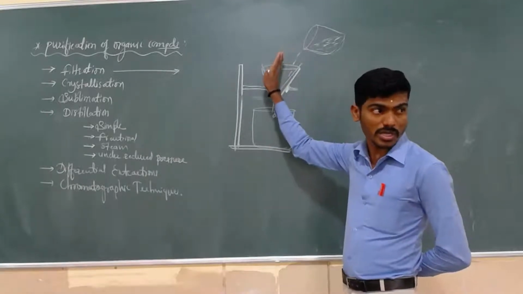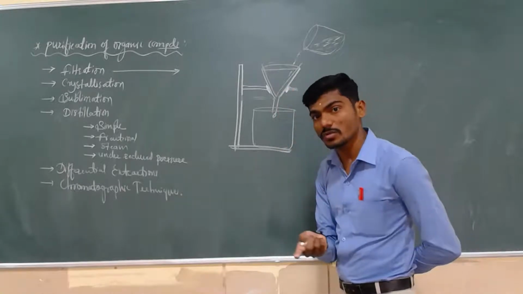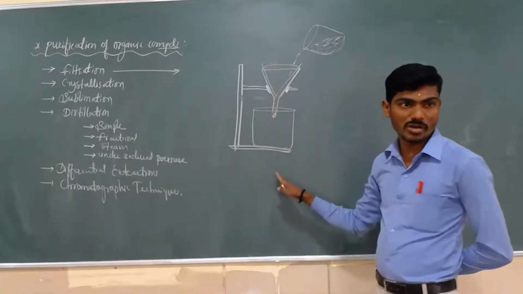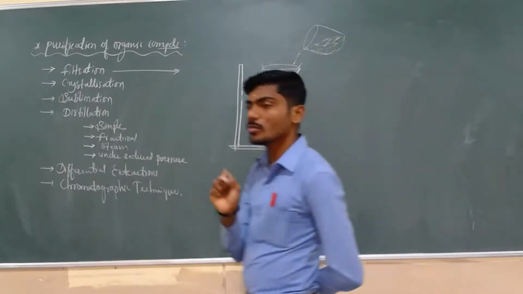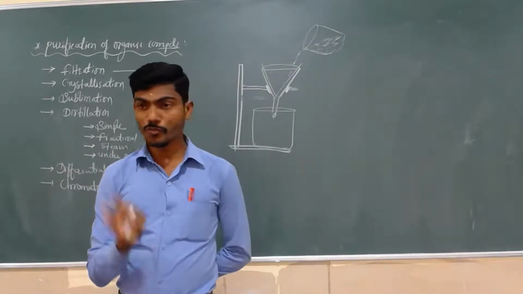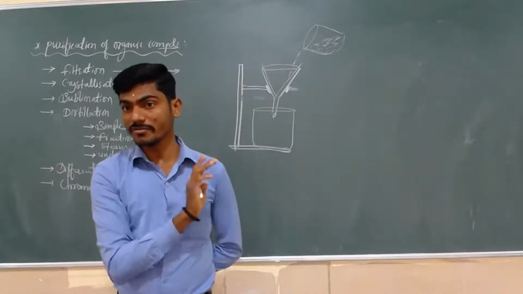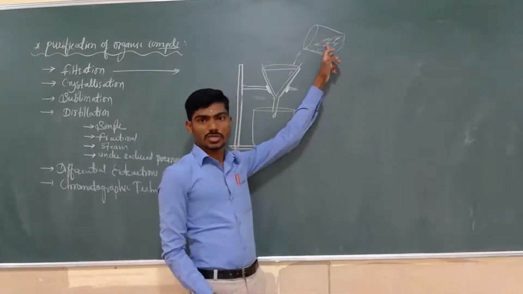An insoluble component can be separated from a soluble component. If both components are soluble, then both pass through the filter paper, so we cannot separate them. So the main principle involved is that an insoluble component can be separated from a soluble component. If both are soluble, we are going to use some other methods. So the first step is to prepare the solution.